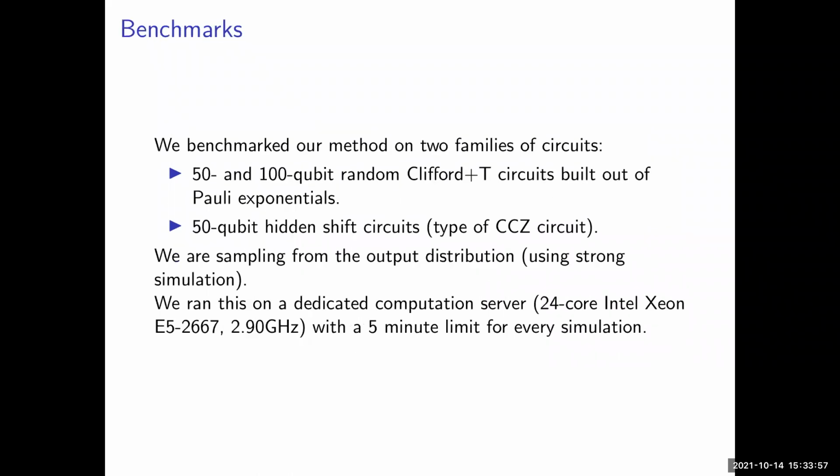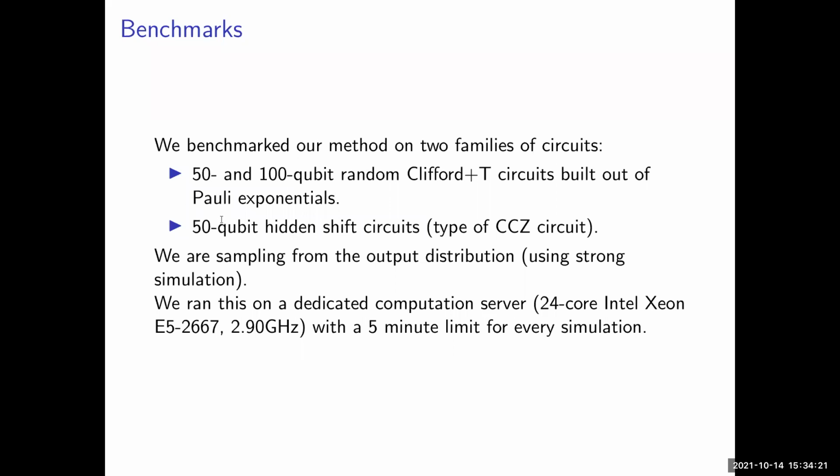Okay, so then to the benchmarks. We applied our approach on 2 families of circuits. We applied it to 50 and 100 qubit random Clifford+T circuits, which are built out of Pauli exponentials. If you don't know what Pauli exponentials are, it doesn't really matter for the talk. You can read it in our paper. It's just a nice canonical way to build a Clifford+T circuit.